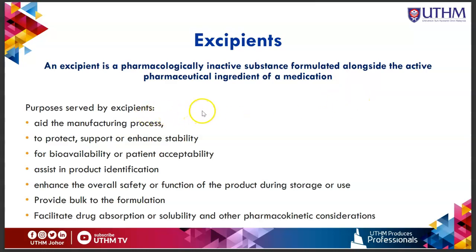The purpose of excipients is that they aid the manufacturing process, giving it a good volume or weight. They protect, support, and enhance the stability of our API. They are there for bioavailability or patient acceptability. They assist in product identification, so we can give different shapes or different colors. They enhance the overall safety or function of the product during storage or use. They provide bulk to the formulation. They facilitate drug absorption or solubility and other pharmacokinetic considerations.